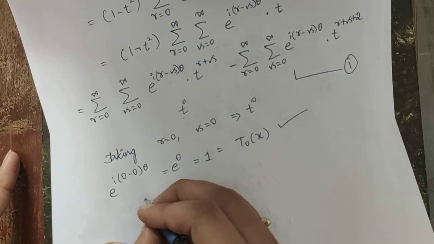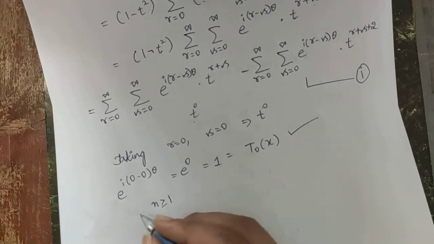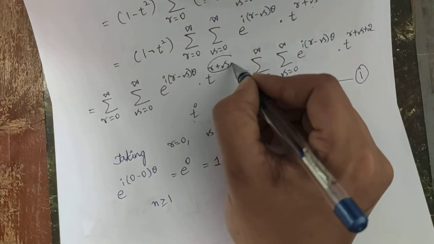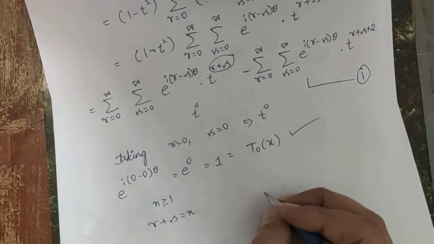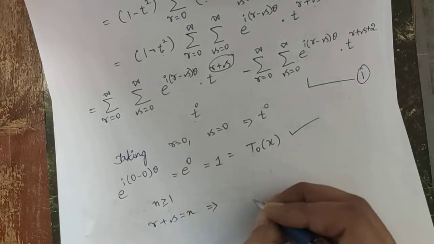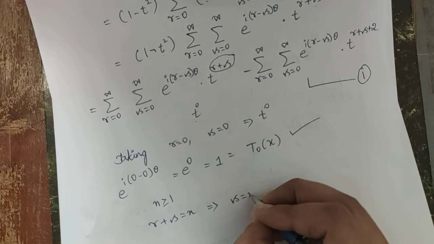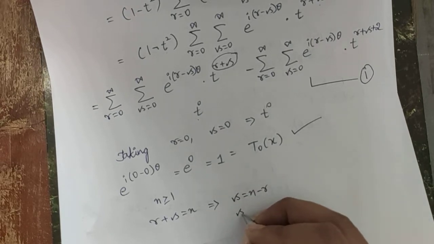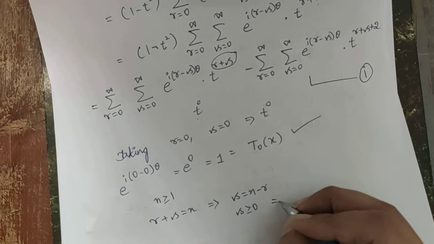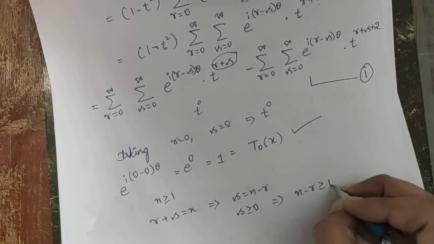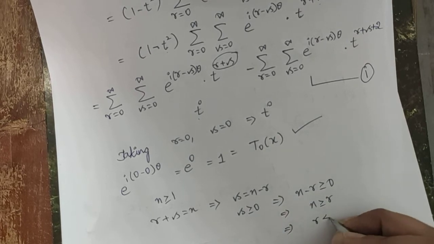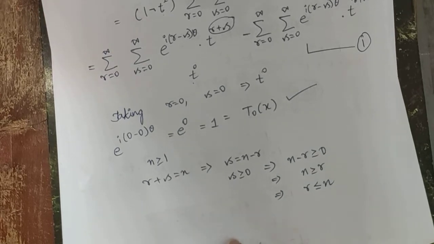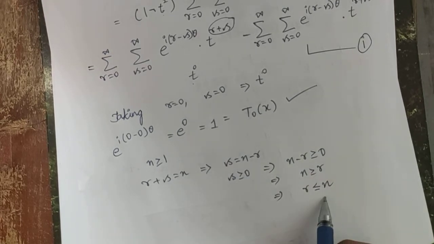Now I have to consider n greater than or equal to 1. For this, first I will consider r plus s is equal to n. Okay. So r plus s is equal to n implies s is equal to n minus r. Since s is greater than or equal to 0, this implies n minus r is greater than or equal to 0. This is nothing but n is greater than or equal to r, or we can write r is less than or equal to n. So my r is varying from 0 to n now, right?